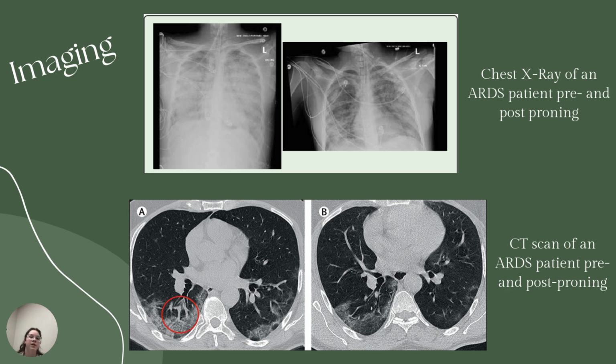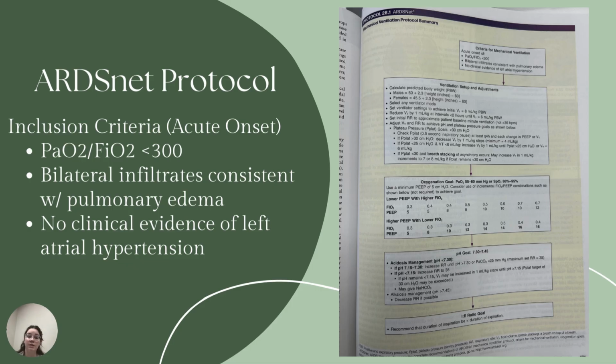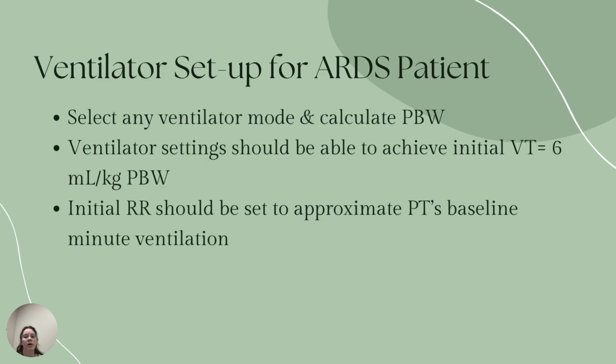So the chest x-ray, you're seeing better aeration, and here you're seeing less infiltrates on the CT scan. And then we looked at the actual ARDSnet protocol itself, the acute onset symptoms that are required for you to undergo the ARDSnet protocol of mechanical ventilation, and what those typical settings are going to look like. Remember, we want to stay around 6 milliliters per kilogram of predicted body weight. We want to keep that pH between 7.3 and 7.45, and we want to keep that plateau pressure under 30. Otherwise, we just want them to ventilate and oxygenate well.